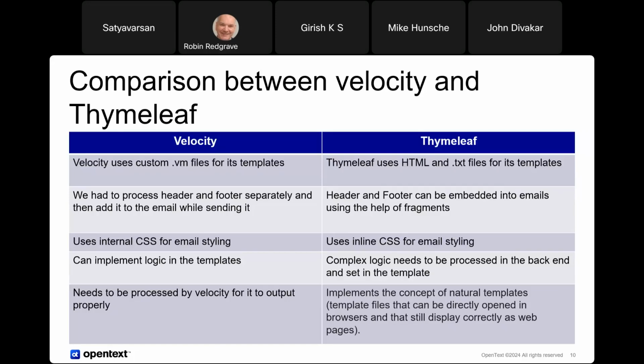Now in Velocity, as Robin just explained, there is a header and footer file. The same thing goes with Thymeleaf, but the problem is in Velocity, we used to process those files separately and then patch them together while sending it. But in Thymeleaf, we can just embed the header and footer in whichever template is needed. So that is a better option compared to Velocity. And when coming to Velocity, we used internal CSS, as Robin mentioned. There is a file called style.css.